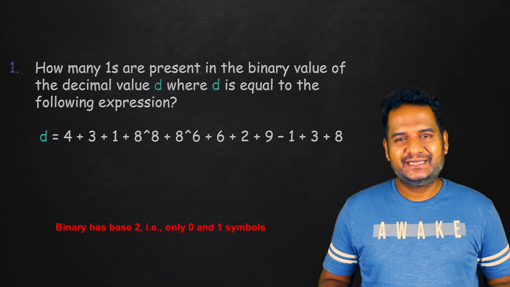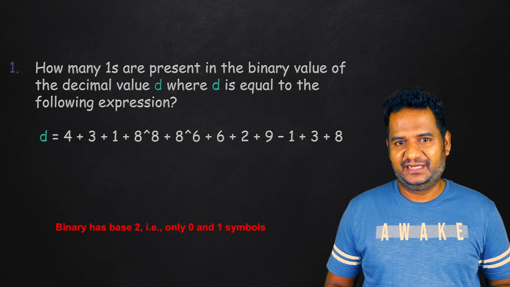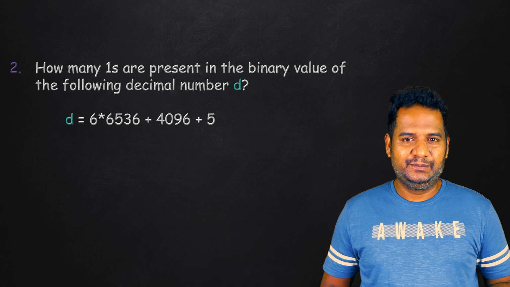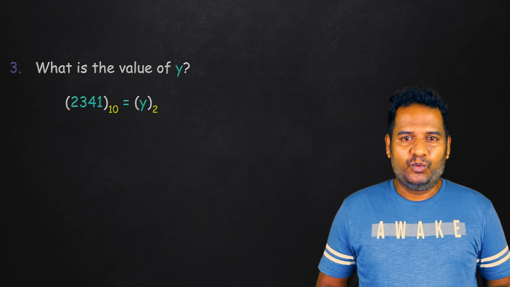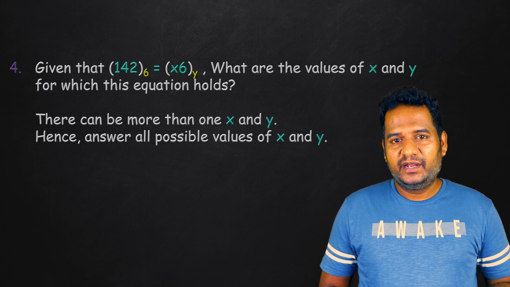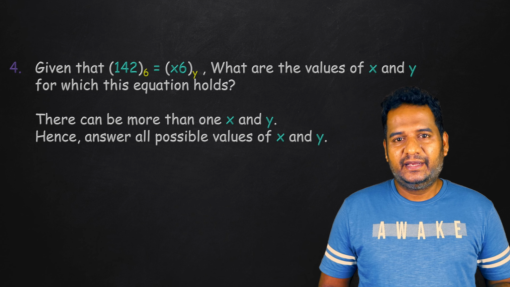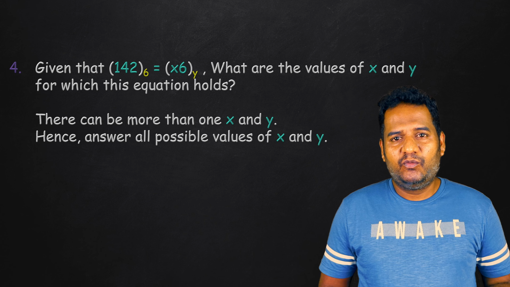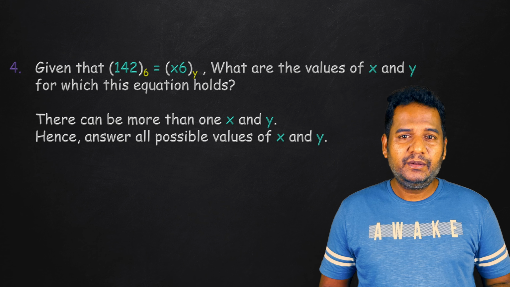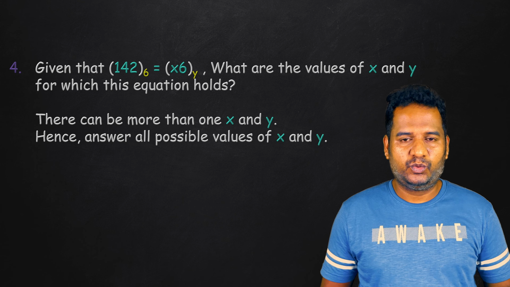How many ones are present in the binary value of the decimal number represented by the following expression? How many ones are present in the binary value of the following decimal number? What is the value of y in this expression? Given that we have 142 in decimal system which has 6 symbols, which is equal to x6y. What are the values of x and y for which this solution holds? There can be more than one x and y. Hence, answer all possible values of x and y.